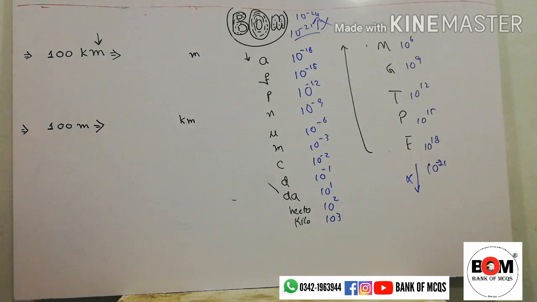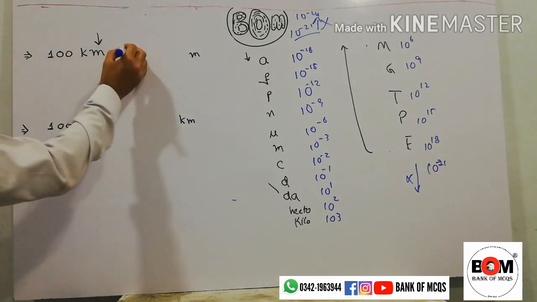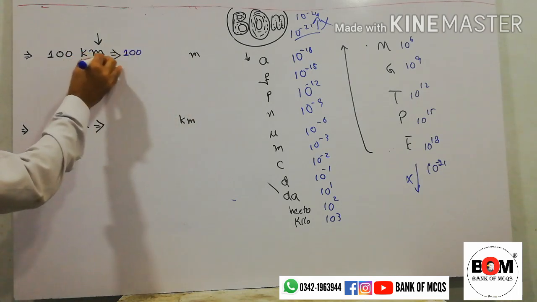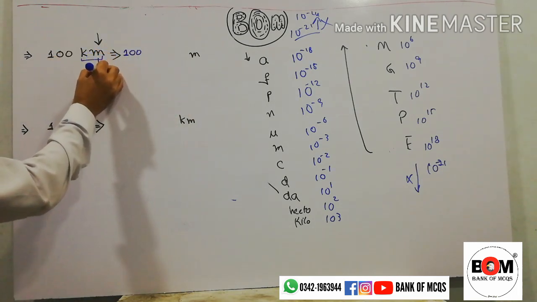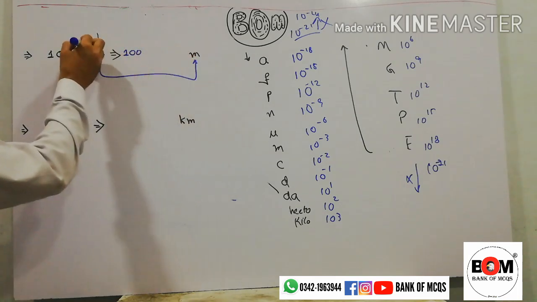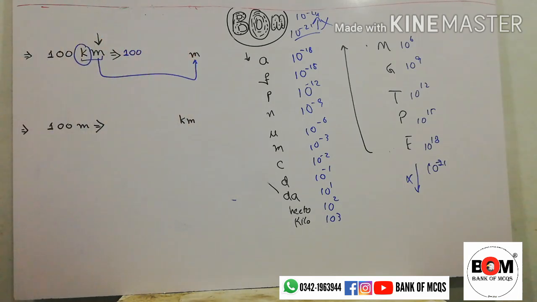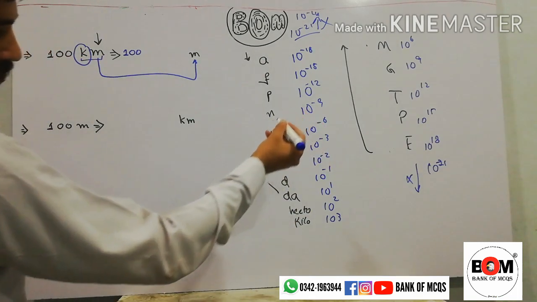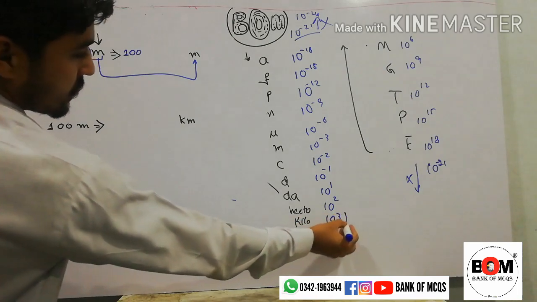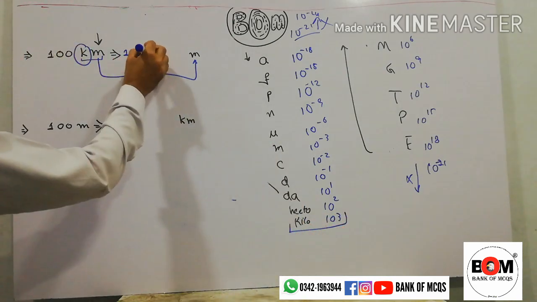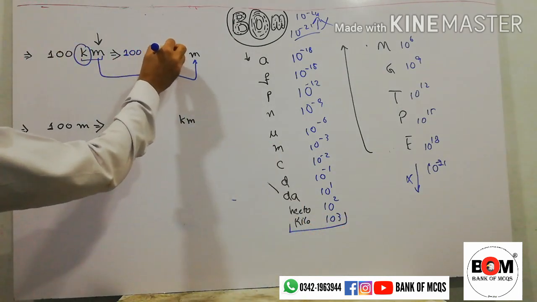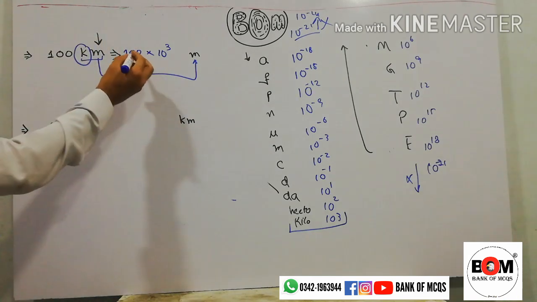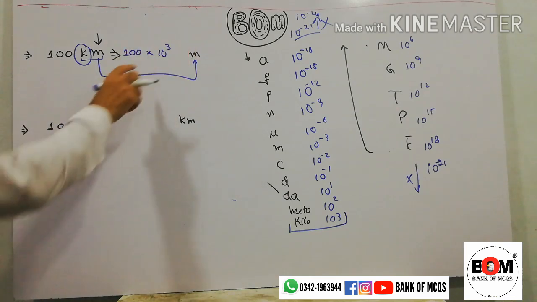The first trick is just to write the number. Now I have to convert this kilometer into meter. Meter is present, so we have to remove this kilometer. Instead of kilo I will write its value. This is kilo, 10 raised to power 3. So instead of kilo, I write 10 raised to power 3. So 100 multiplied by 10 raised to power 3 meters. This is actually scientific notation.